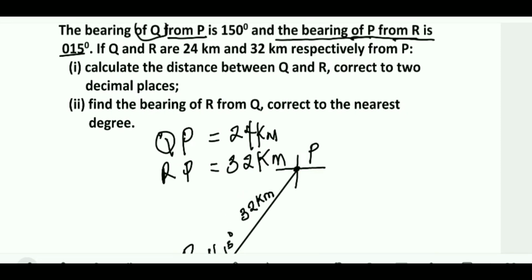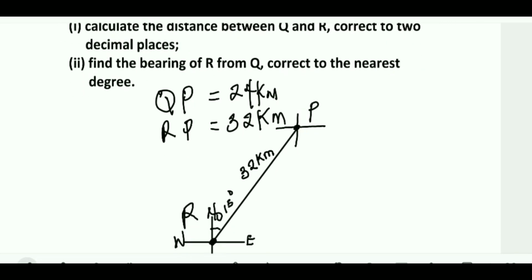The bearing of Q from P is 150 degrees. So this time around from P, the bearing is 150 degrees. So you start in a clockwise direction, 90. If I get to this point, I would have covered 180 degrees. But it says 150 degrees. So I just need about 60 more after 90 to get to 150 degrees.